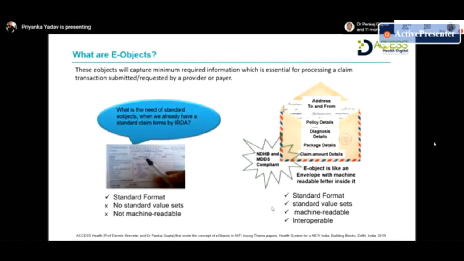Even for diagnosis, if we use ICD-10, everyone will call a fever a fever only. But if we ask different providers to write it, they'll use their own jargon.